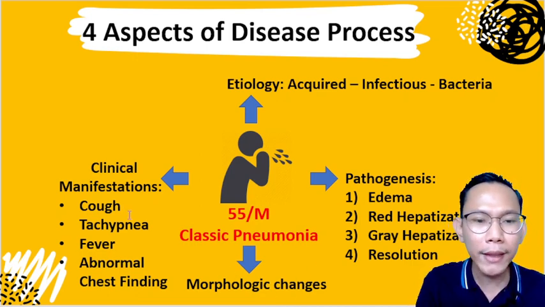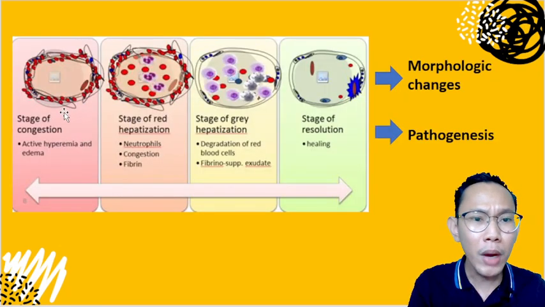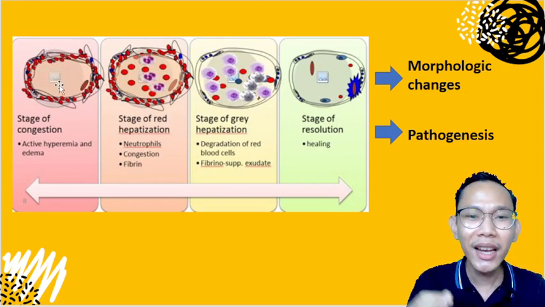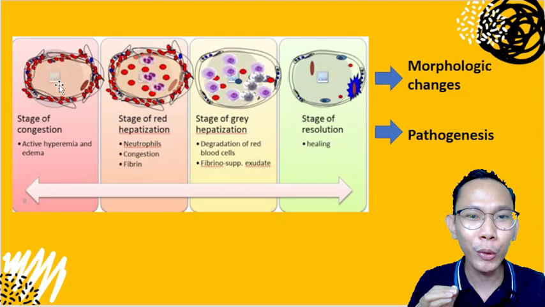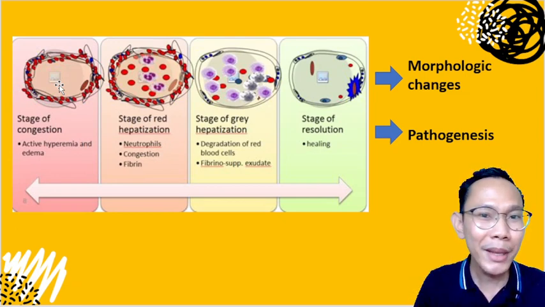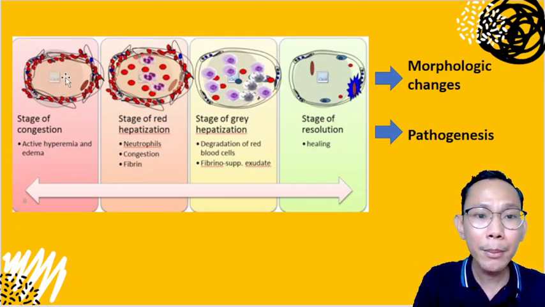Tingnan natin, unahin natin cough. Bakit, Doc, inuubo ang pasyente? Bakit kaya inuubo ang pasyente? Number one, because may presence ng bacteria. Of course, at an initial stage of your pneumonia, your body will try to eliminate that presence of bacteria inside your alveolus because it's not normal. It will try to eliminate that bacteria.